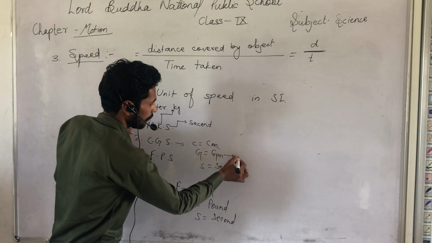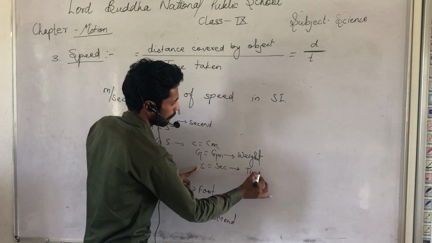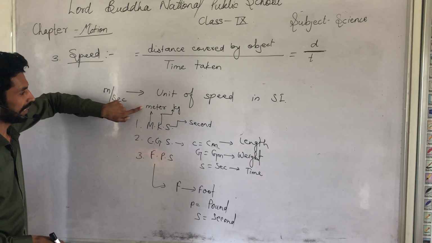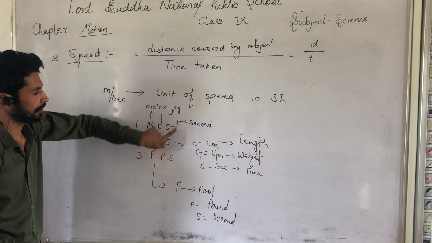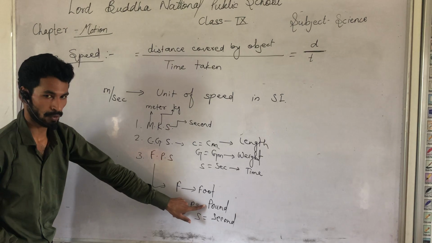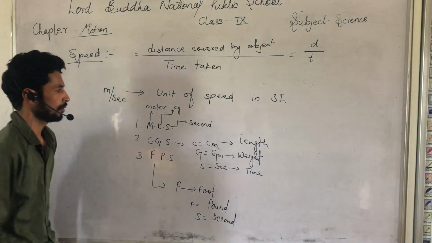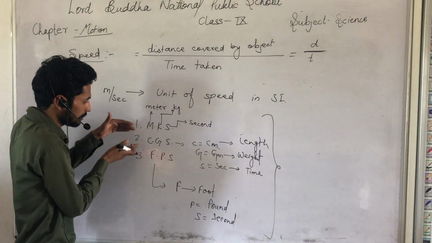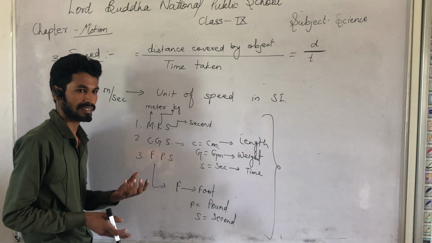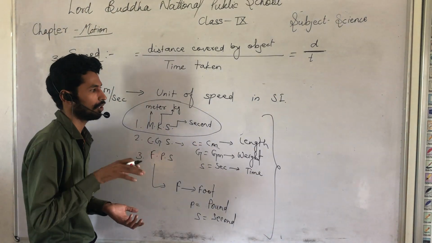Gram is the unit of weight. Second is the unit of time. Centimeter is the unit of length. In MKS, meter is the unit of length, kilogram is the unit of weight, and second is the unit of time. In FPS, foot is the unit of length, pound is the unit of weight, and second is the unit of time. So in different countries different systems are used, but the international system says that only one system can be accepted for all these countries. So that is MKS, which is also used in India.